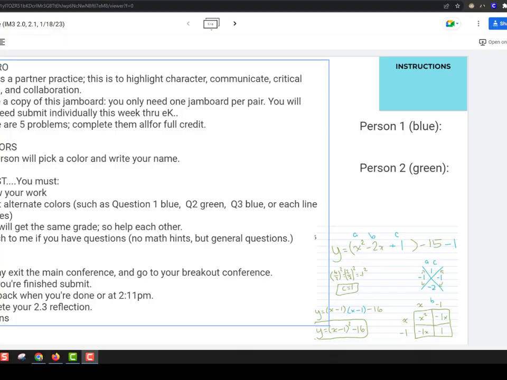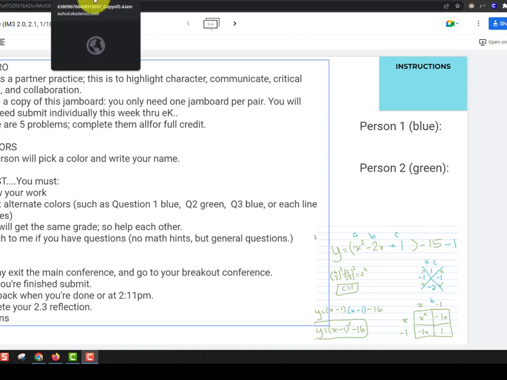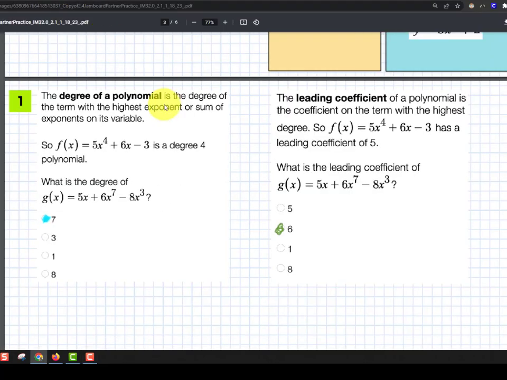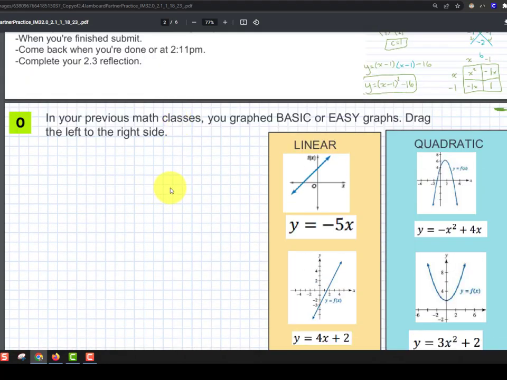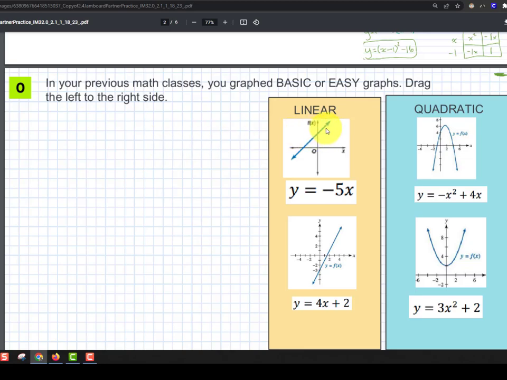Hey guys, Mr. Ng going over the 2.4 Jamboard partner practice you took on January 18th, 2023. You were asked to sort these questions into linears and quadratics. You'll notice that the x is to the first power in the linear equations, and the x in the quadratic equations is to the second power, and they're either parabolas opening up or down.